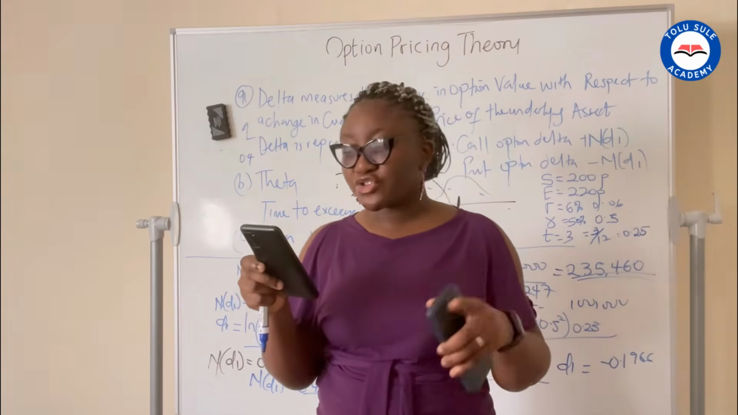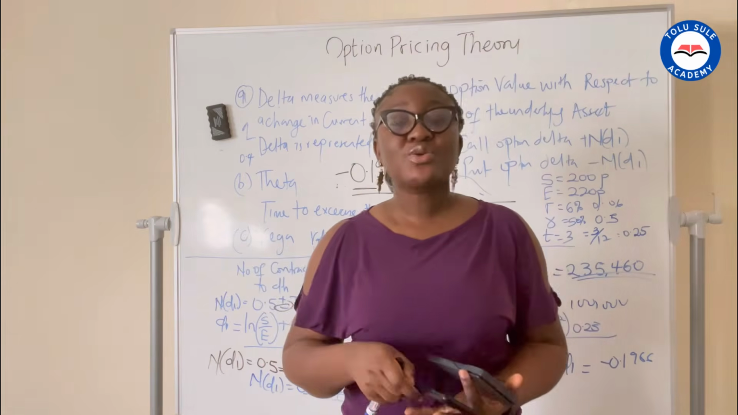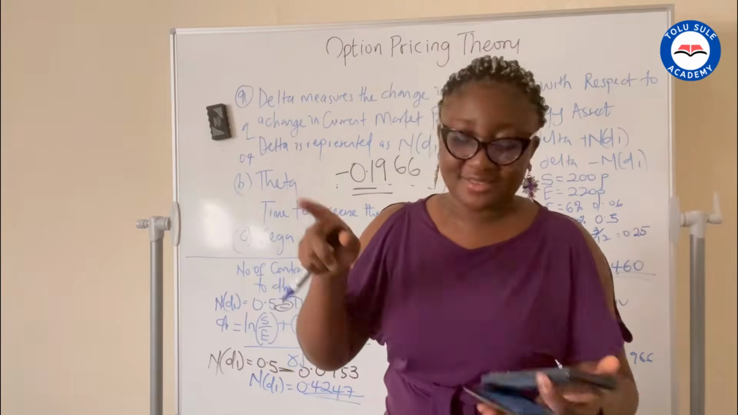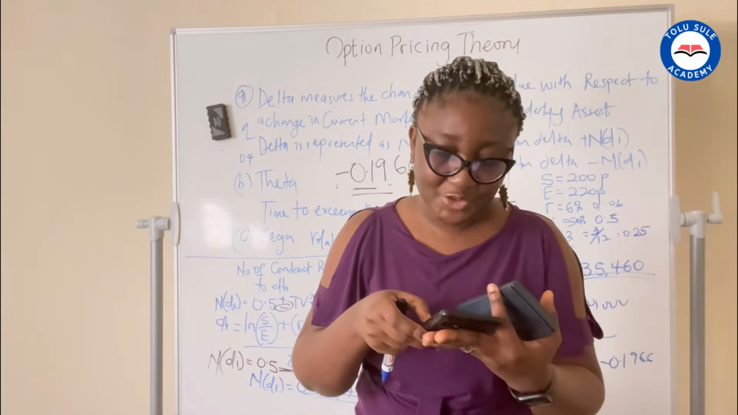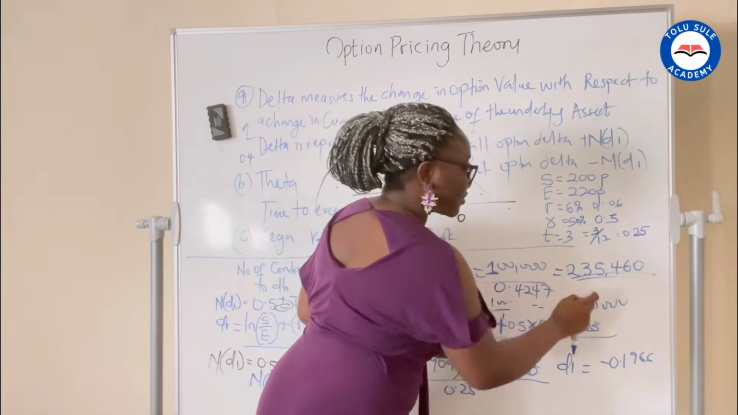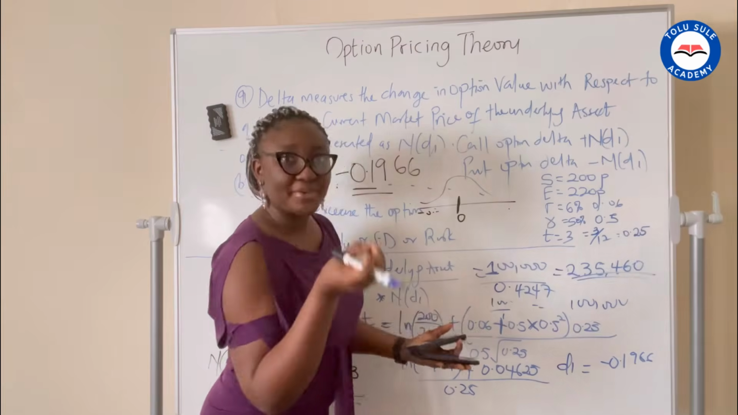Assume that the option contracts are for the purchase or sale of 1,000 shares. So it's like you're buying it in bundles. You can't just go there and say, I want one unit. It's a unit of 1,000. So how can we buy a unit of 1,000 from this? How many 1,000s? That's the meaning.